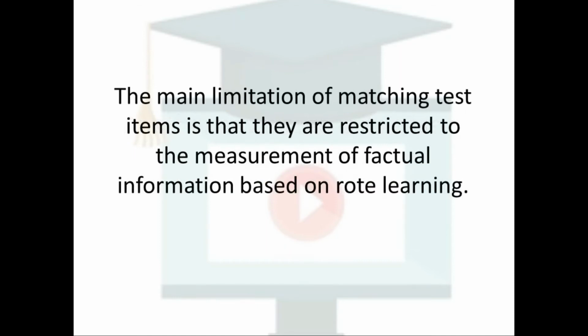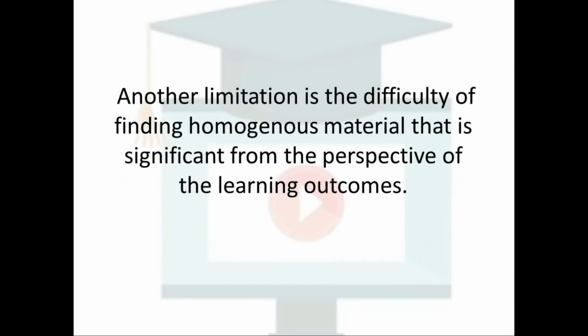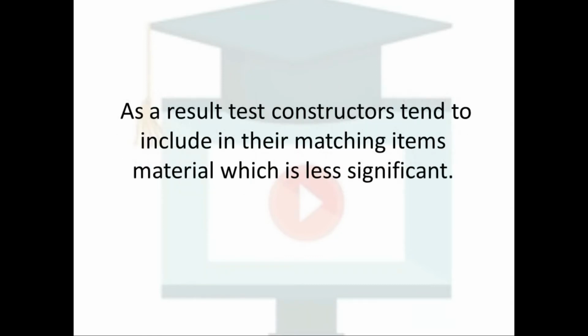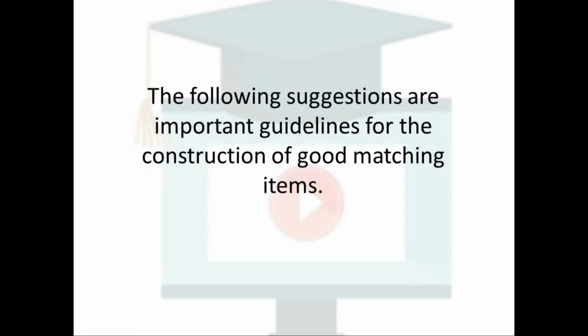The main limitation of matching test items is that they are restricted to the measurement of factual information based on rote learning. Another limitation is the difficulty of finding homogeneous material that is significant from the perspective of the learning outcomes. As a result, test constructors tend to include in their matching items material which is less significant. The following suggestions are important guidelines for the construction of good matching items.